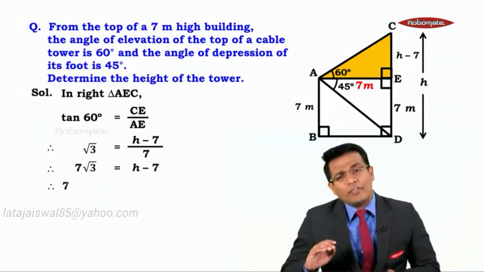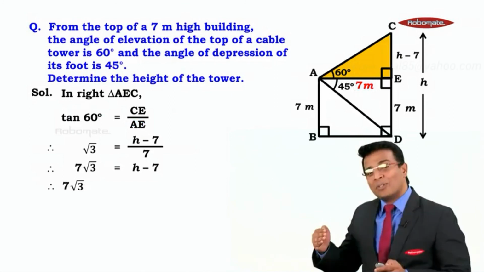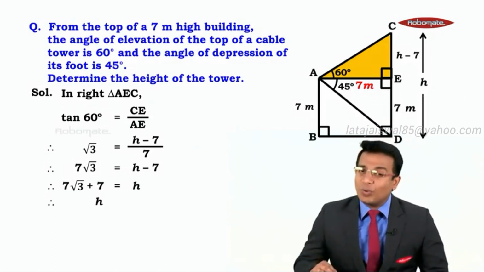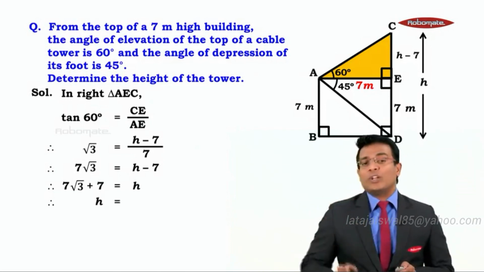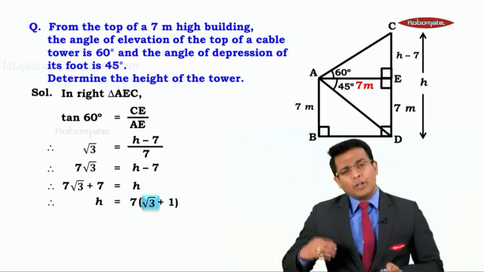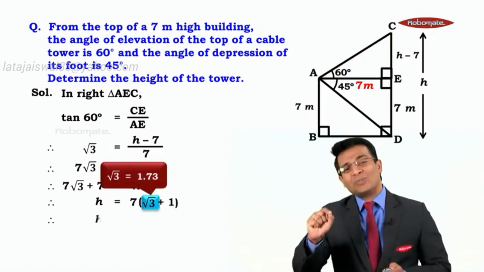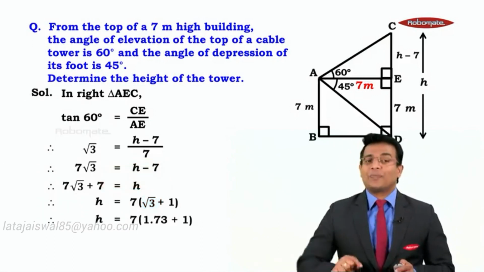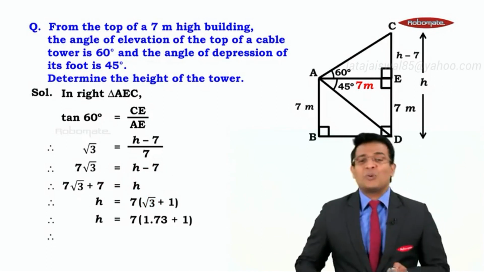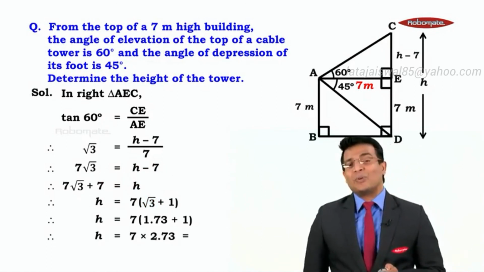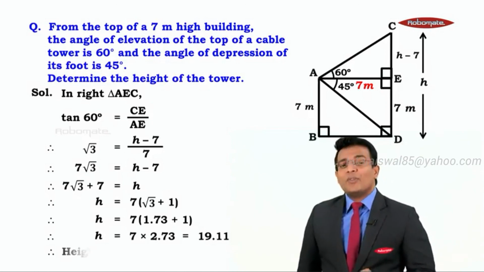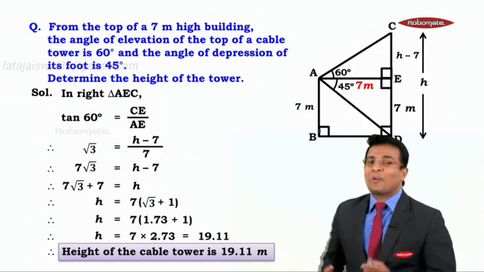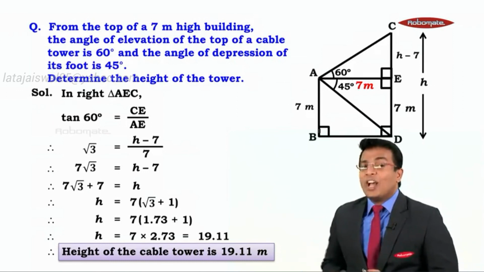Beautiful, right? Now you want the value of h. So keep h on one side and take the numbers on the other side. We get 7 root 3 plus 7 is equal to h. Hence h is equal to, here we can take 7 common, so in the bracket we'll get root 3 plus 1. But you know what? We know the value of root 3. How much is that? It is 1.73. So substitute that value there: 7 into bracket 1.73 plus 1. And we know 1.73 plus 1 is how much? 2.73. So we have h is equal to 7 into 2.73. Now you multiply that. We get it as 19.11. That means we got the height of the cable tower as 19.11 meter. Wasn't that easy? A very important sum.